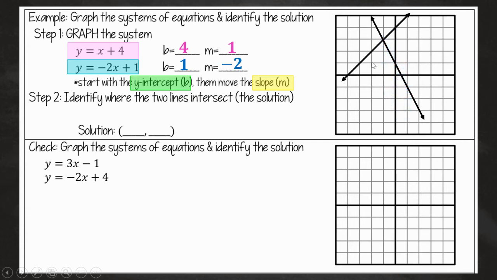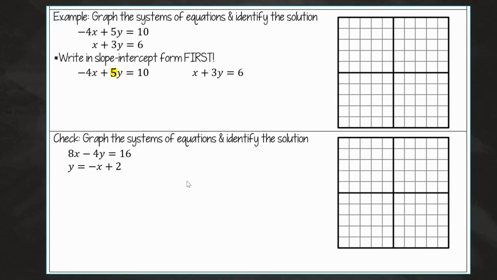And now I can see where those two lines intersect, therefore giving me the solution to both lines. And the value of that solution is (1, 3). My x value is 1, my y value is 3. So I simply fill in my solution as (1, 3). You're going to try this check on your own. And now we're going to move on to our next example.